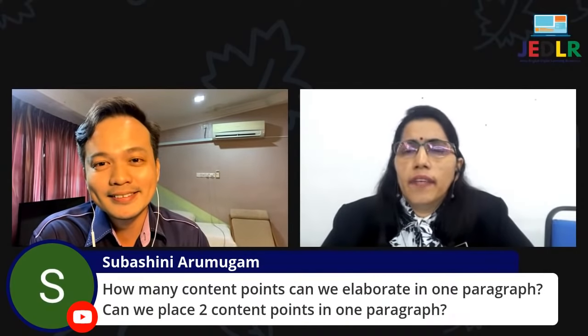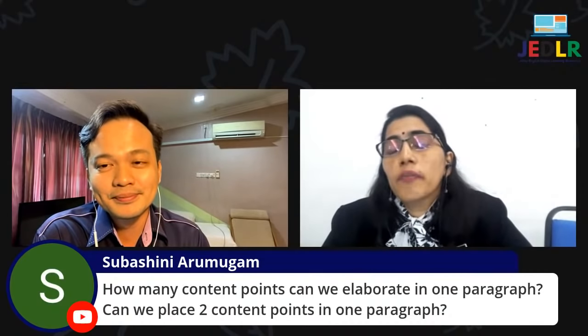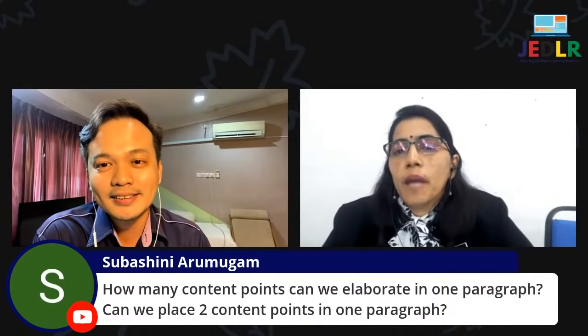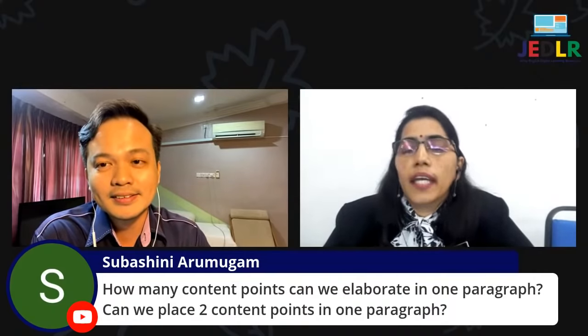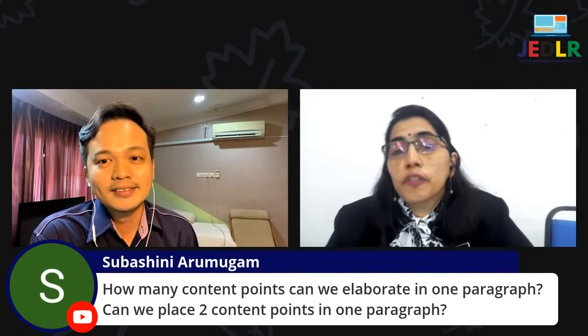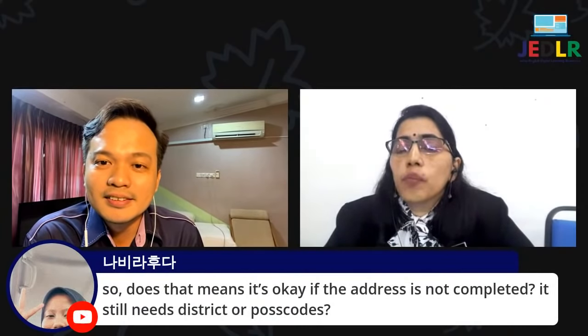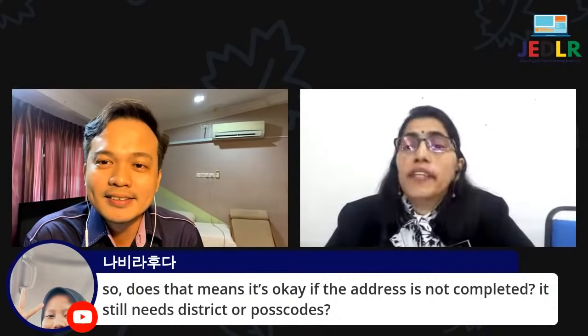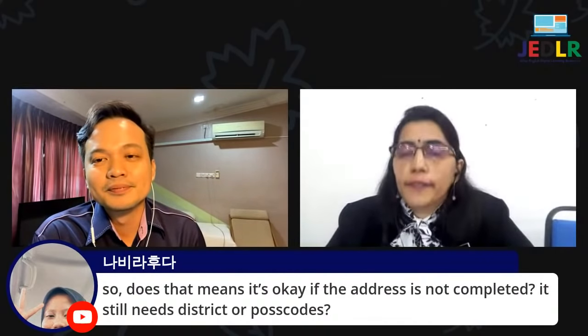But if you have, let's say, 6 content points under one subtopic, you can divide into 2 paragraphs. Perhaps you can have 3 in one paragraph with the details, and content points 4, 5, 6 should be written in the next paragraph. Now, can we place 2 content points in one paragraph? Yes, you can have more than 1 content point. Sometimes you can even write 2 content points in one sentence, as long as your sentence is grammatically correct. Thank you.